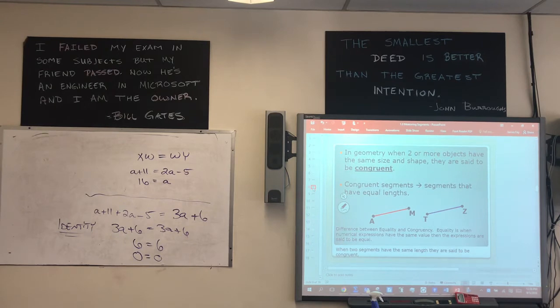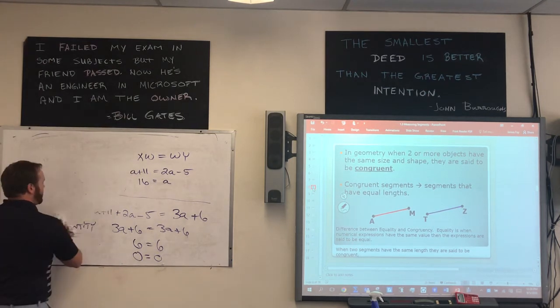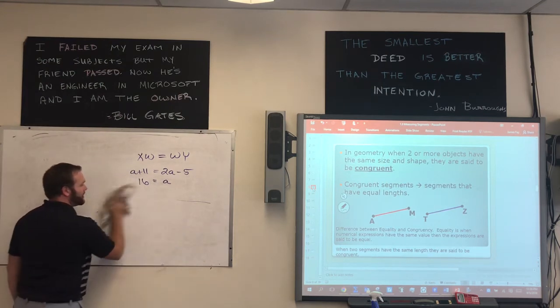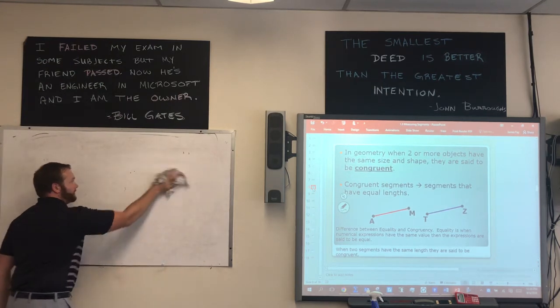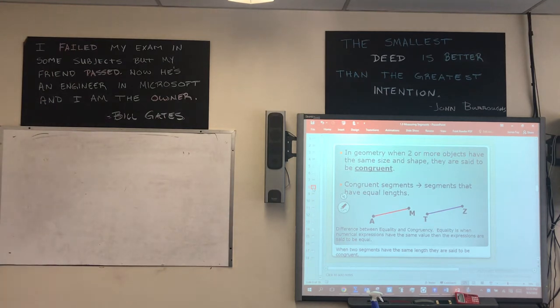When two shapes have the same size and have the same shape, that is enough to classify them as being congruent to one another. Now, when we say same size, I don't really care what the size is. I don't even really need to know what the size is. The way I want you to think about congruency, to envision or visualize it, is as a cut and paste idea.